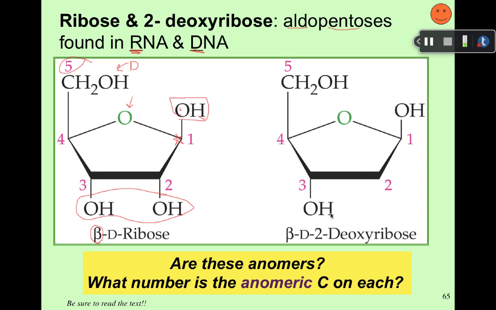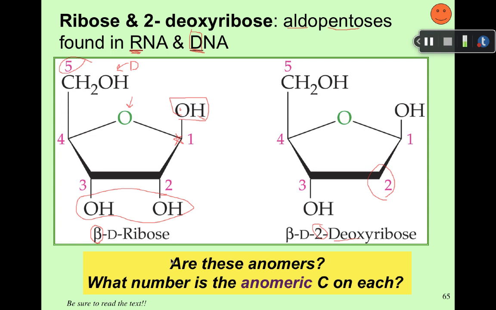Its cousin here, beta D 2-deoxyribose, is exactly what it sounds like. 2-deoxy means that carbon 2 lacks the oxygen, the OH group, that the ribose otherwise has. So it's terribly similar, but again unique and important because of its occurrence in DNA. So if you can recognize ribose, deoxyribose is going to always be 2-deoxyribose, and it's very similar in that respect.